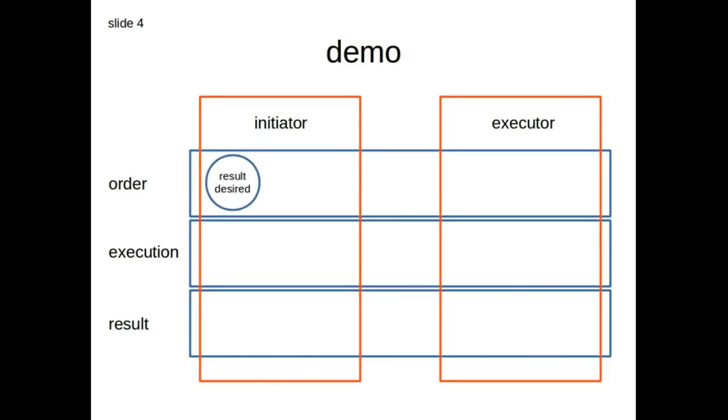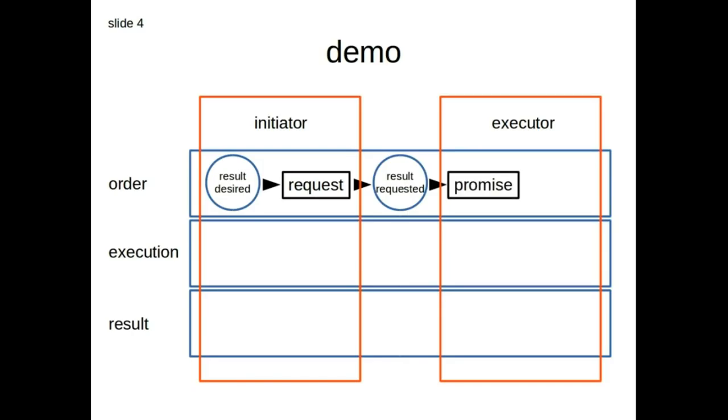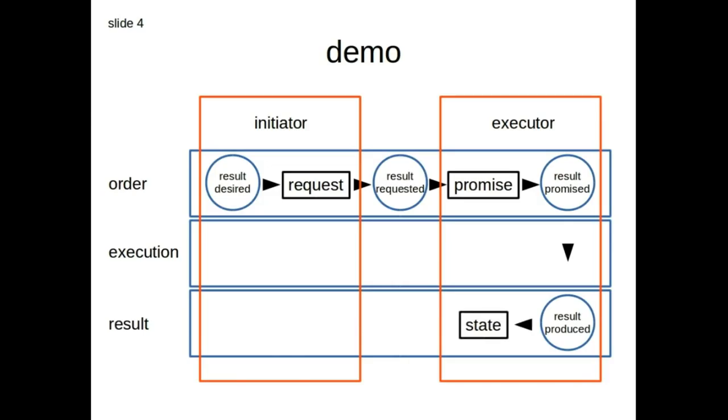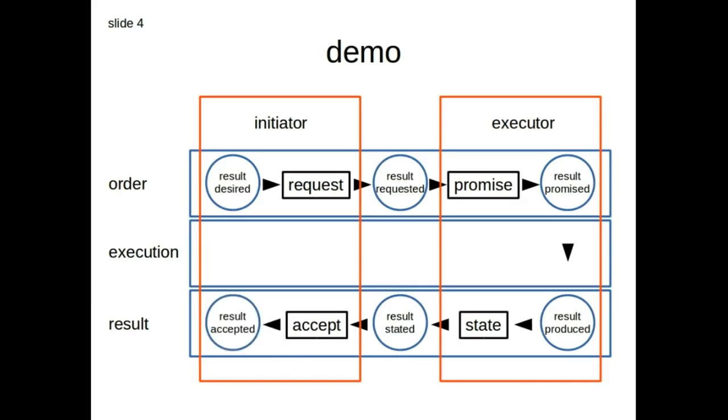It works like this. It starts when the initiator desires some result. He can actually request this result from the executor, and once this result has been requested, the executor can then promise to deliver the result. Once he has promised the result, he can then execute the result. And once it has been produced, he can state that he has produced the result. Once he has stated his result, the initiator can accept the result. And when the result has been accepted, the cycle is finished. This pattern is called a demo transaction. And the statement is that all organization can eventually be broken down into elementary steps of this form.